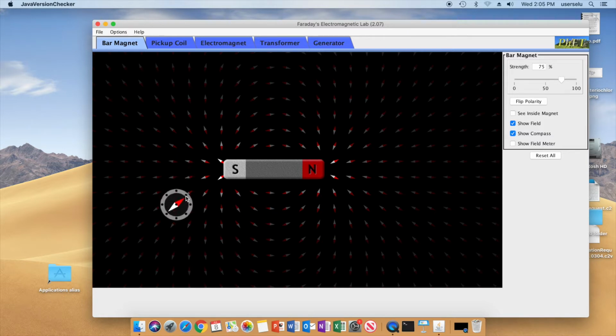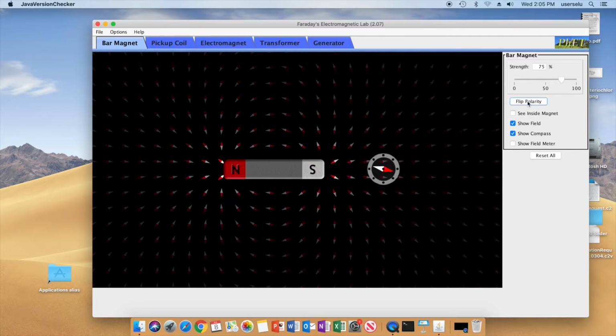Notice if I move outward from the bar magnet, it follows the field line directions for the behavior of a magnetic dipole. And I can also do other options over here if I wanted. For instance, I flip the polarity. Watch what happens to the compass needle. Now the compass needle is flipped over because I'm now going to orient the North Pole of the compass to the South Pole of the magnet.